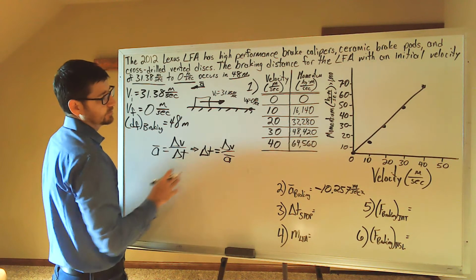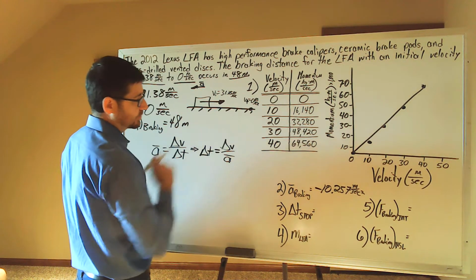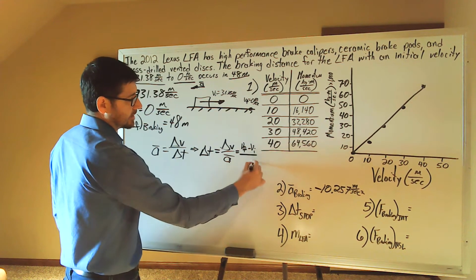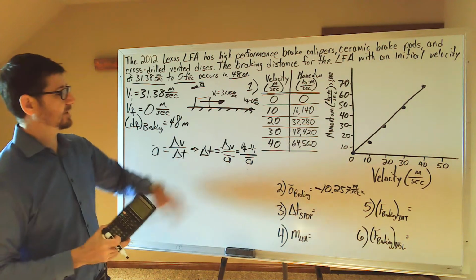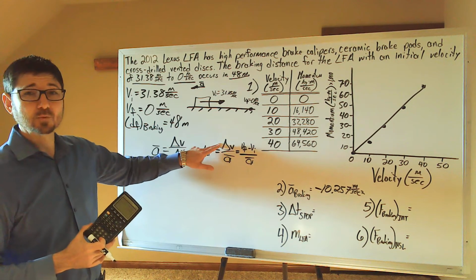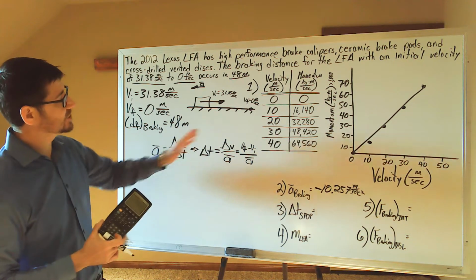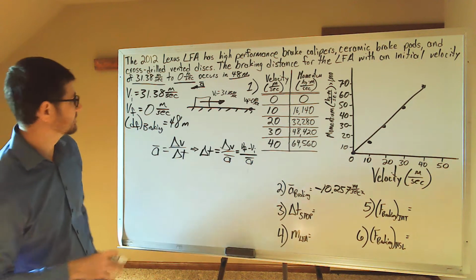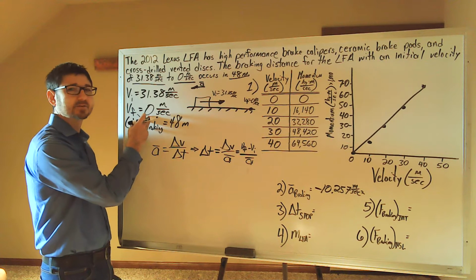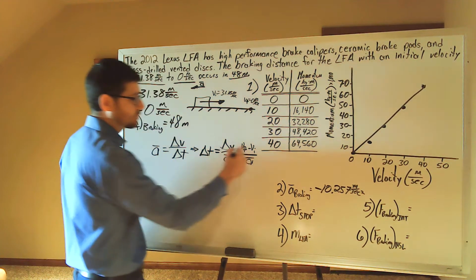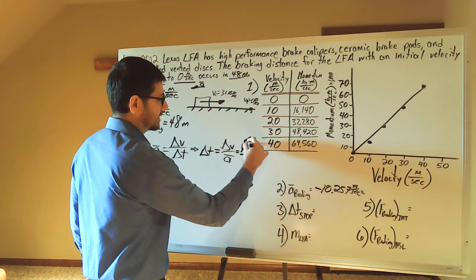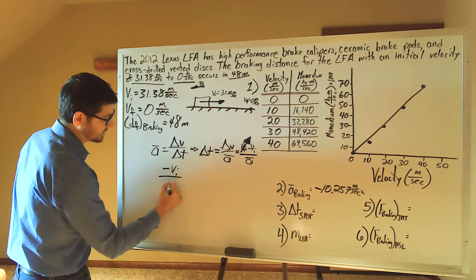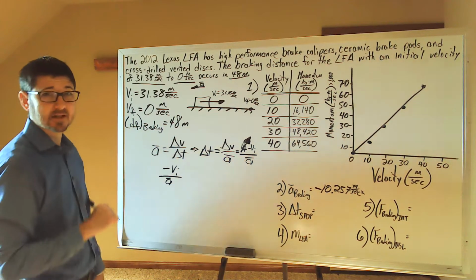What I want to do is expand this numerator here. This is final velocity minus initial velocity. So remember, our Greek letter delta here represents change in. So the change in velocity, final velocity minus initial velocity. Now you know the problem already tells us that the final velocity is 0 meters per second. Okay, so I have a negative initial velocity divided by our acceleration.